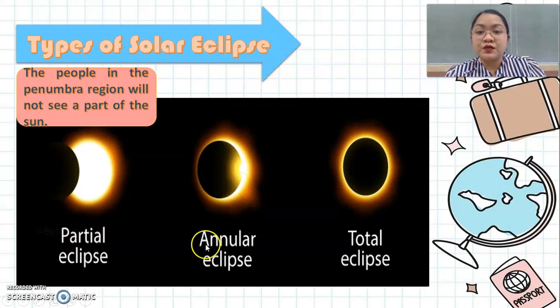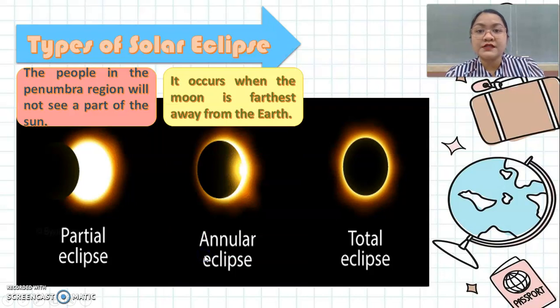Number two, we have annular solar eclipse. It occurs when the moon is farthest away from the earth. Meaning to say, if there's a solar eclipse and the moon is farthest from the earth, it is an annular solar eclipse. The moon is nearer to the sun and farthest from the earth.